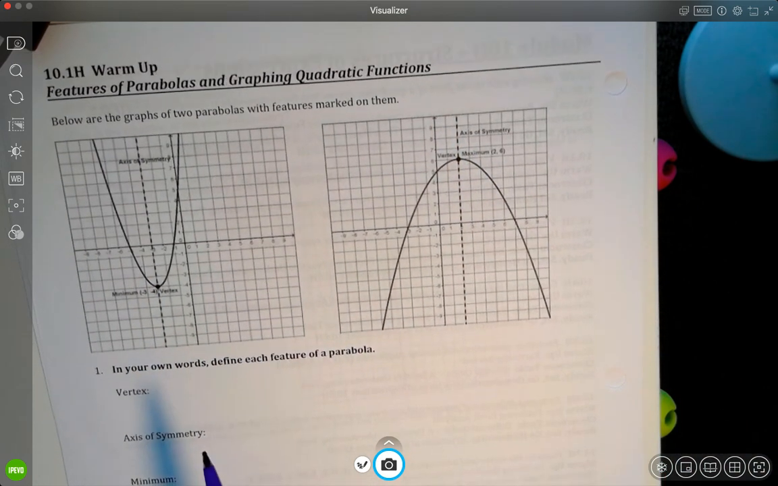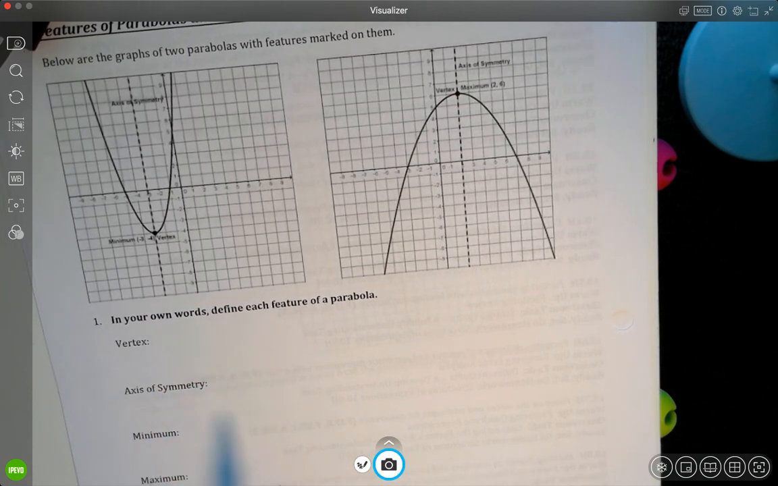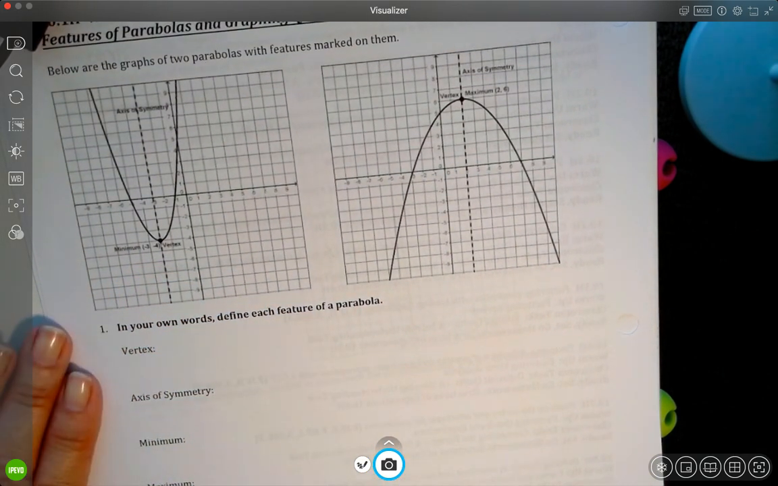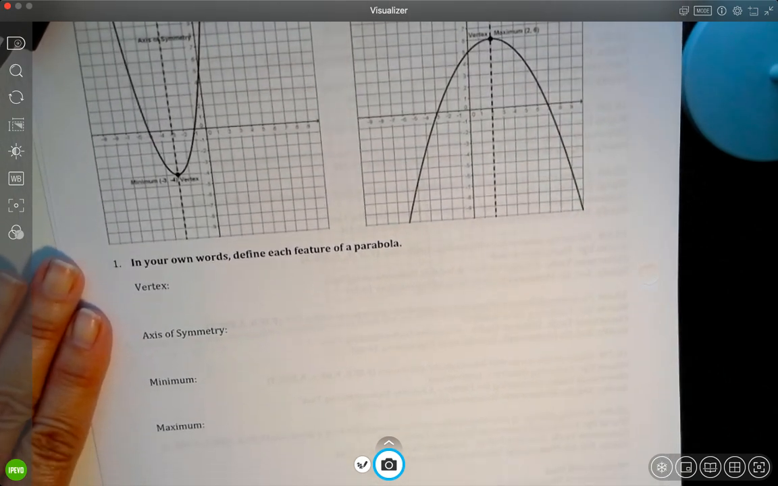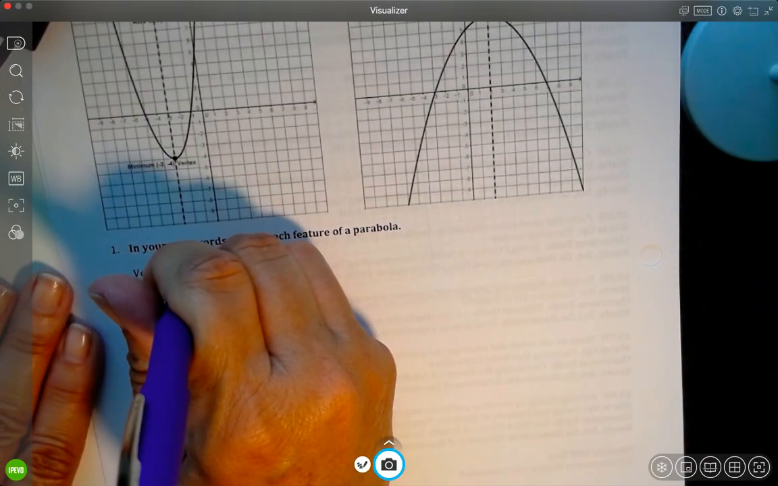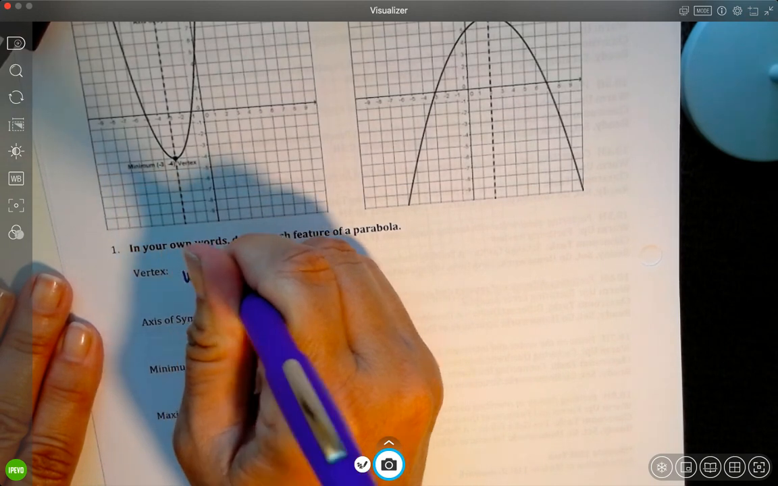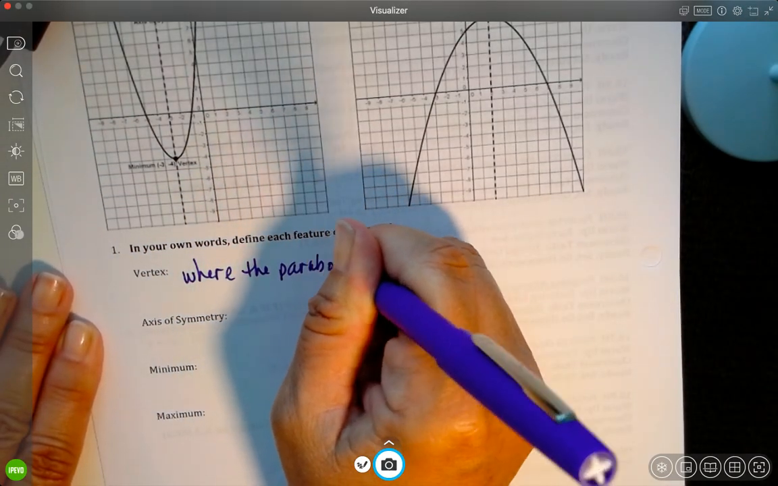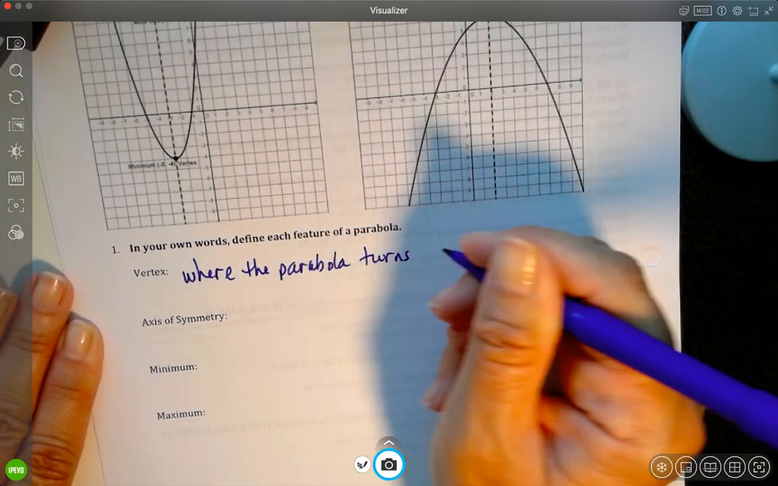And it says, in your own words, define each feature of a parabola. Well, if it's in your own words and not like a technical math definition, you can say the vertex is where the parabola turns. It's an ordered pair.